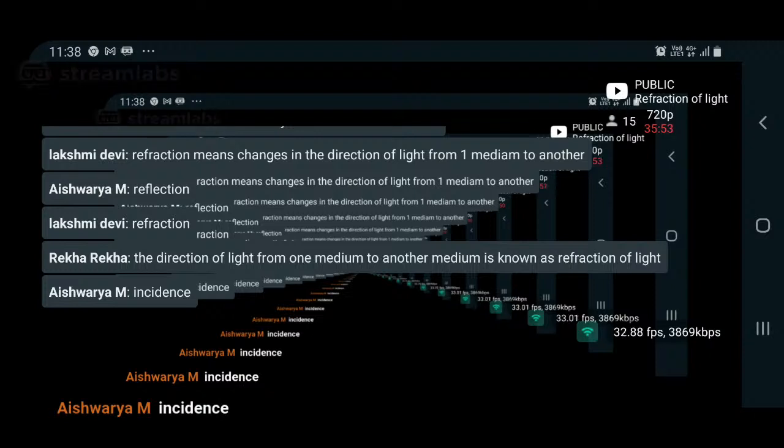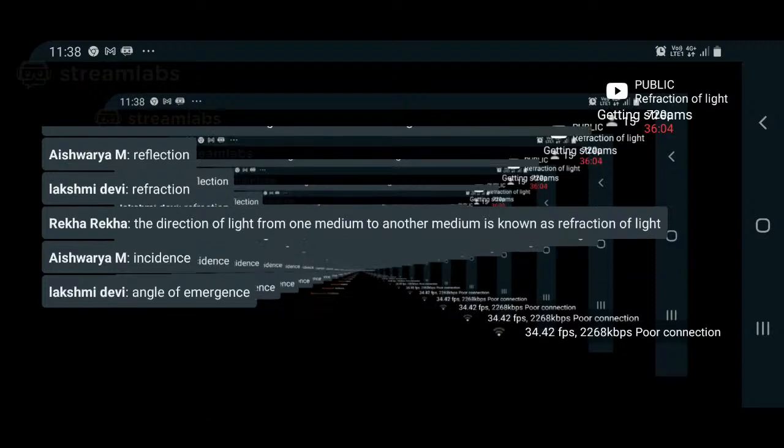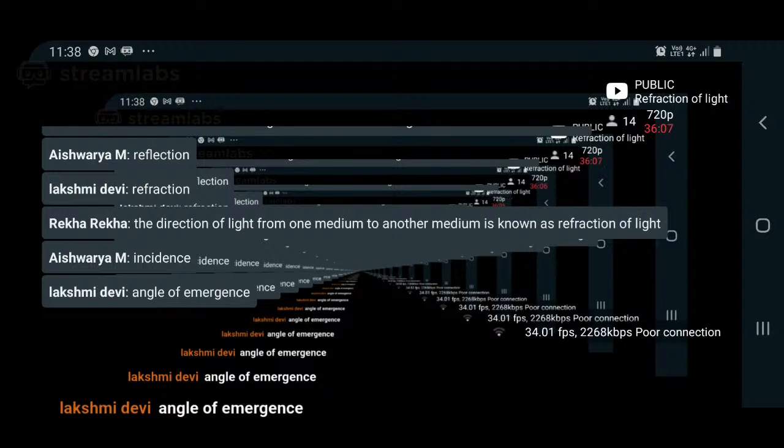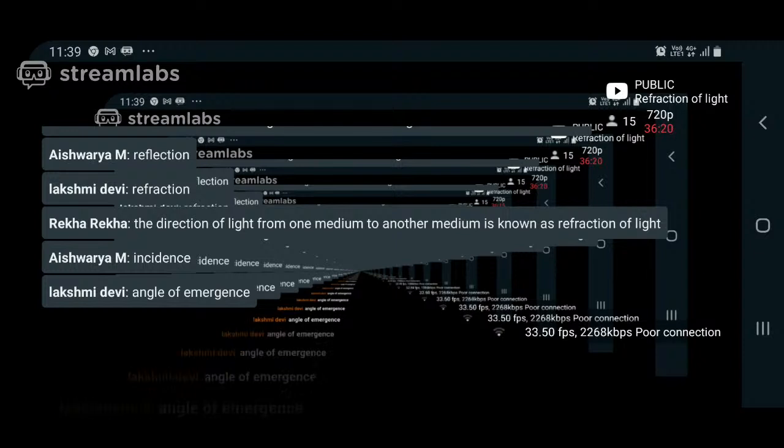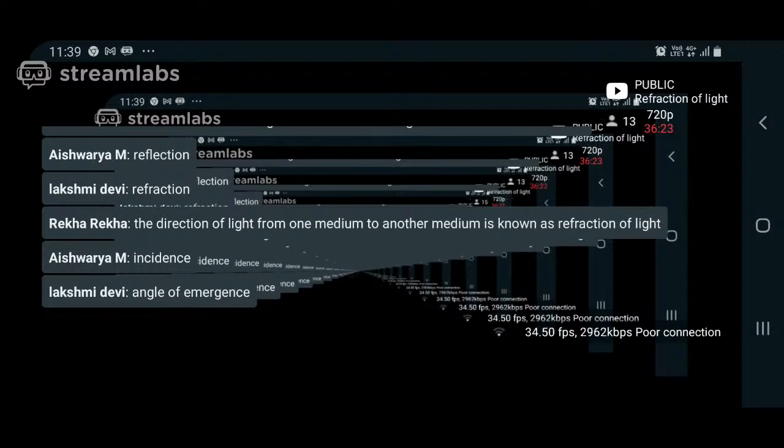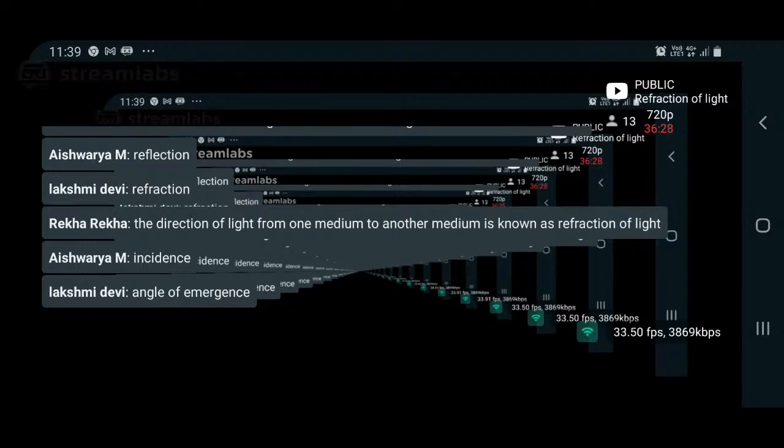Now, the law formed on the angles is sine I by sine R is equal to constant. This is called Snell's law. The ratio of the sine of the angle of incidence to the sine of the angle of refraction always remains constant. This law is referred to as Snell's law.